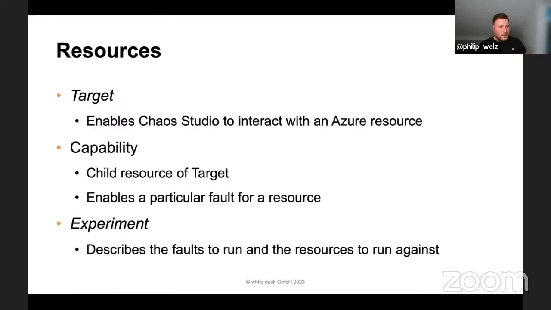Next slide, please. Among the resources we are deploying, we have targets. Targets are needed for Azure Chaos Studio to onboard resources where chaos experiments or faults can run. A child resource of a target is a capability, which enables a particular fault for a resource. This is like a security mechanism built into Azure Chaos Studio: you have to onboard the target, for example the key vault, and add the capability to the key vault, which defines which experiment can run there. So you don't accidentally execute wrong experiments on targets. And the experiment describes the faults to run against the resource: which faults on which resource and when, basically.